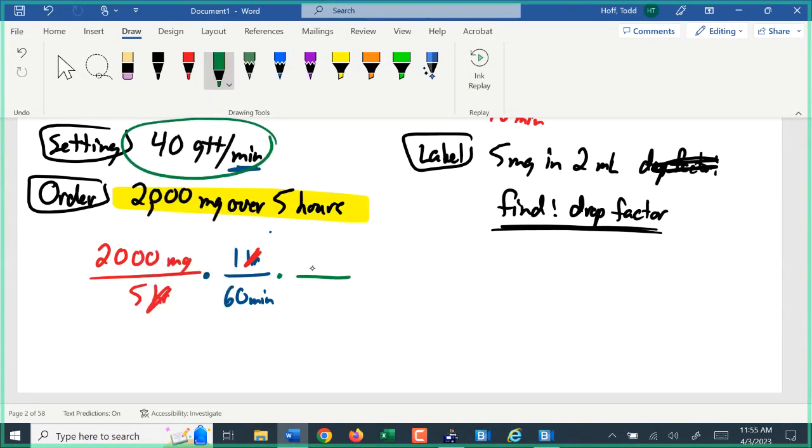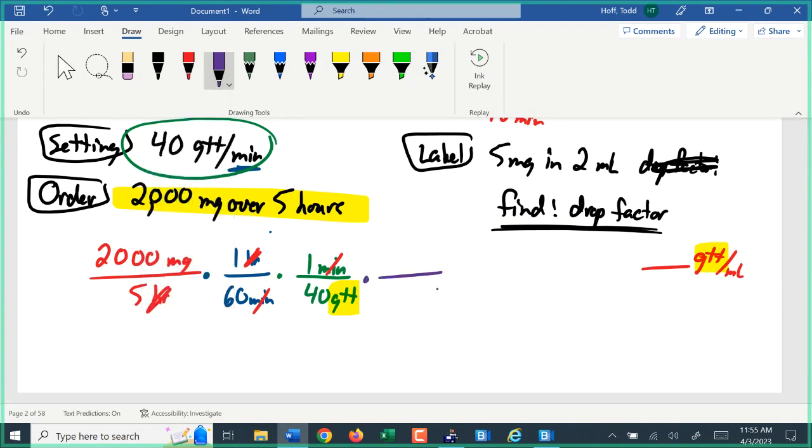We have the setting there, 40 drops per minute. So that's saying 1 minute is equivalent to 40 drops of flow. That's canceled out the minutes. We now have drops. Remember, drop factor is in drops per milliliter. So drops is one of the units we have. Now we're going to end up with drops on the bottom here, which means the milliliters are going to have to be on top. And then we'll have to do a reciprocal later.